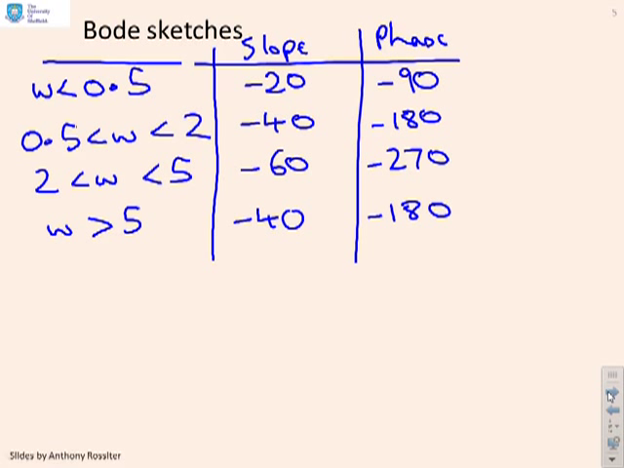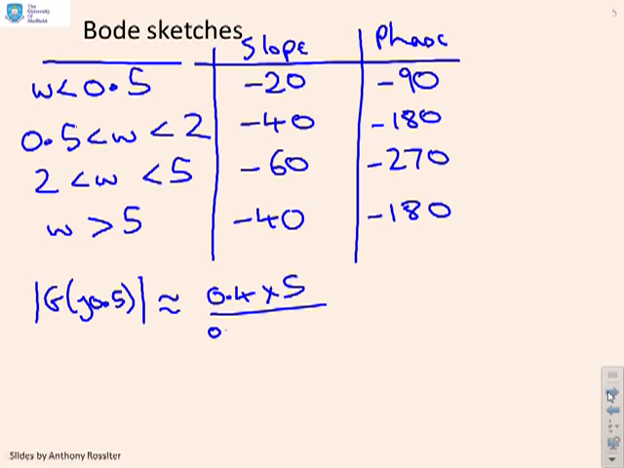Now you'll remember I need to put some slightly more precise information to hang these plots. So if I look at the gain, I can take the first corner frequency and find the value of the asymptote at that corner frequency. So the way I do that is just substitute in the 0.5, so I'm going to get 0.4 times 5 over 0.5 times 0.5 times 2, and this is going to give me 4 or 12 decibels. So do remember, this is an asymptote calculation. It's not the exact value of the modulus of G, which will be somewhat smaller.